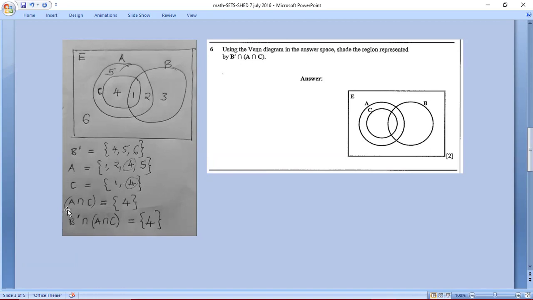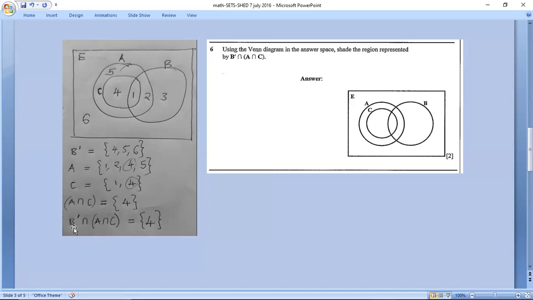So A intersection C is everything common in A and C. If you look at A and C, what is common here? It's the 1 and the 4. I left out the 1, so you just include the 1 there as well. So the 1 and the 4 are included in A intersection C.